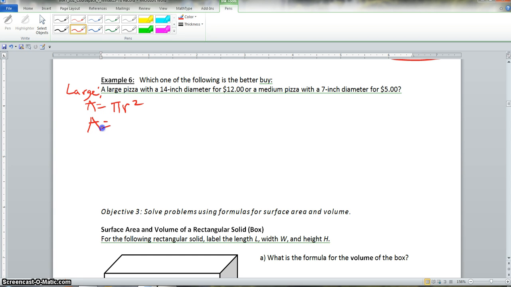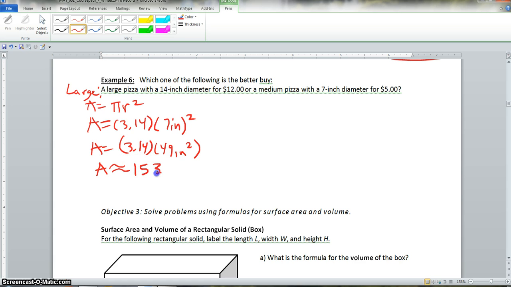So the area is equal to, we can make pi 3.14, and then the radius is half of this 14 inches, which is 7 inches, and that's squared. So we have the area is equal to 3.14. 7 squared is 49, and the units would be inches squared. So we'll take 3.14 times 49 inches squared. So your area would be approximately 153.86 square inches.